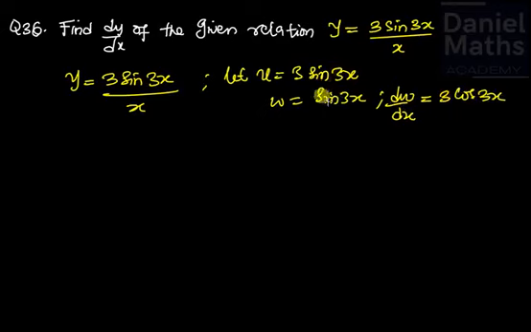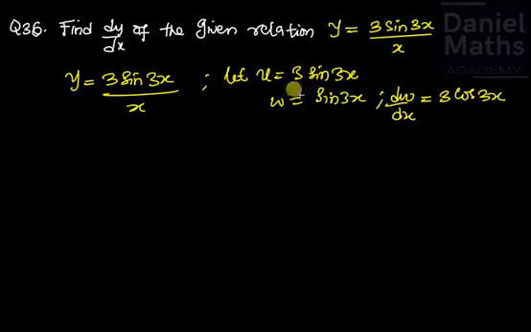But differentiate this with respect to x, I'm going to have 3 cos 3x. And then let me come back here and also note that since u is equal to 3 sine 3x, then definitely that means... Okay, now I could use that method.